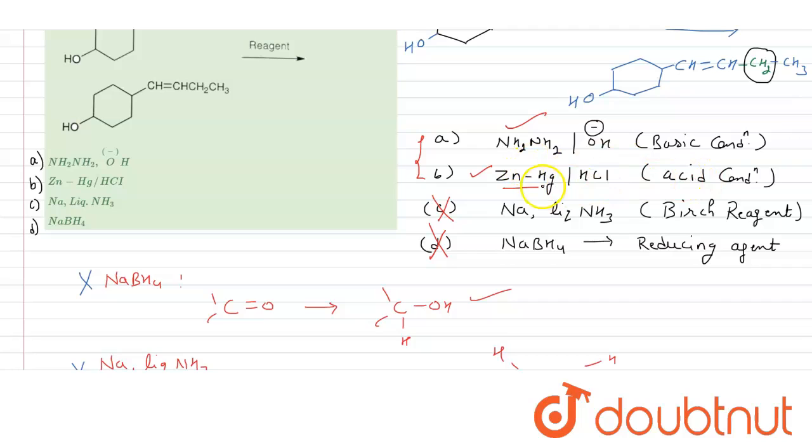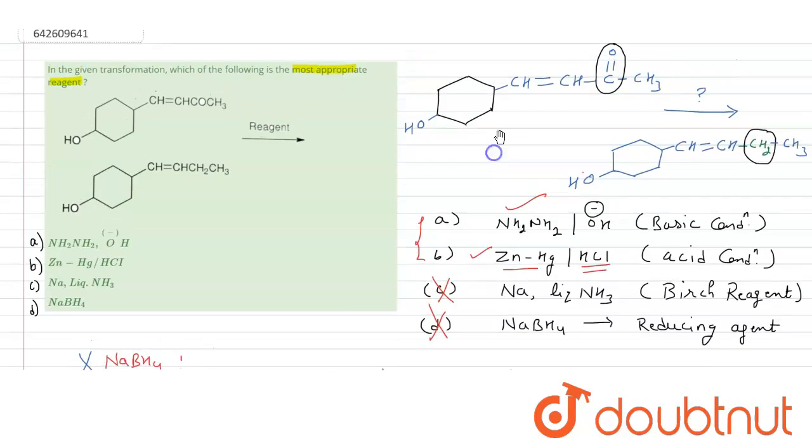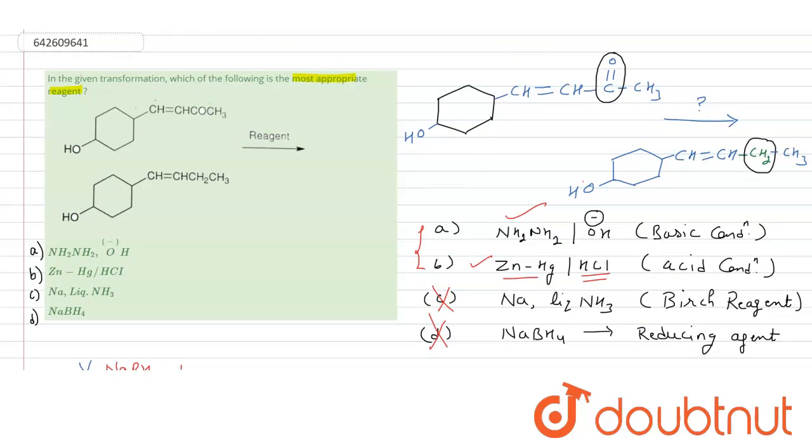But here you can see that in the Clemmensen reduction, we use an acidic medium. That means we are using H positive ion, so in the solution there will be H positive ions. And in our reactant we have a nucleophilic part. There is an OH right here, and this is our nucleophilic part, so this will attack the proton. So as we use the acidic condition, there is a possibility that the reaction will take place here.